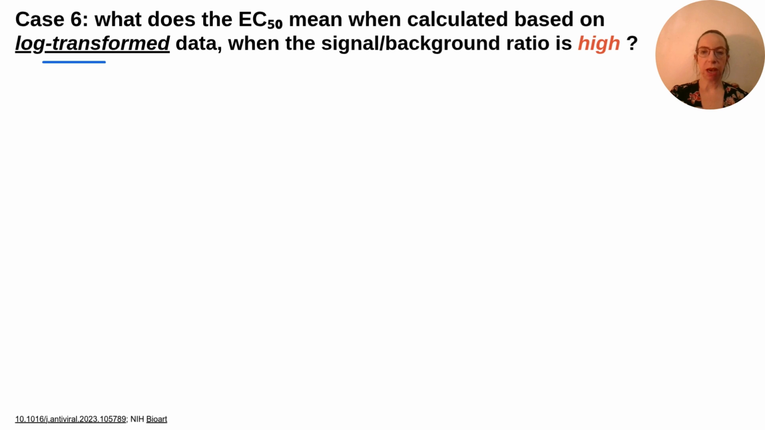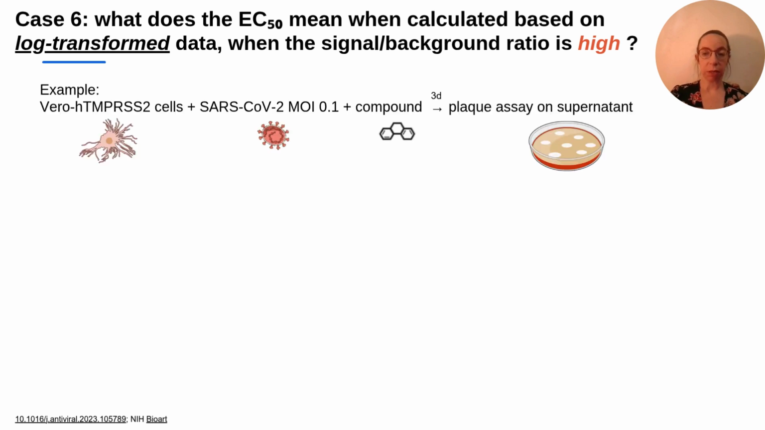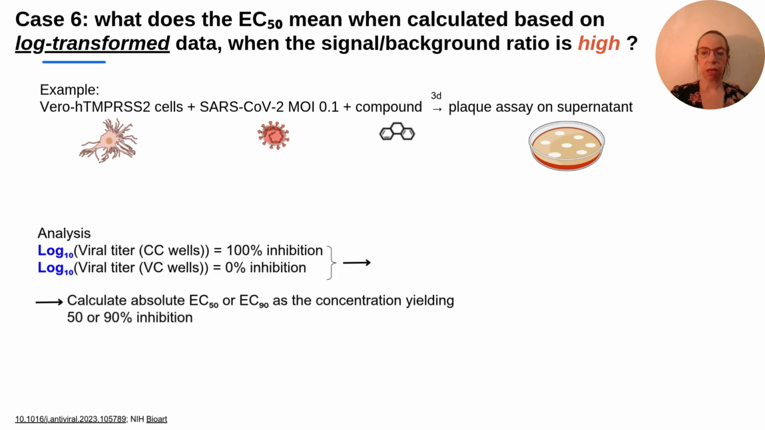Now, with such high VC values, the data is typically log transformed, and this is what we see in case 6. So here, same assay as before in case 5, but for analysis, the log 10 of the viral titer of CC wells will be defined as 100% inhibition, while the log 10 of the viral titer of the VC wells will be defined as 0% inhibition. And in our previous example, then the VC wells will have a value, so a log 10 of viral titer around 8, while the CC wells will have a value around 2.